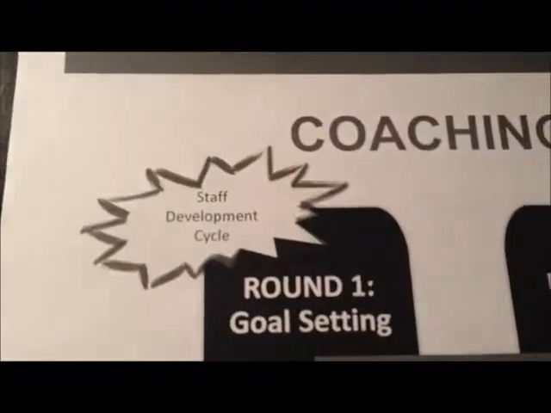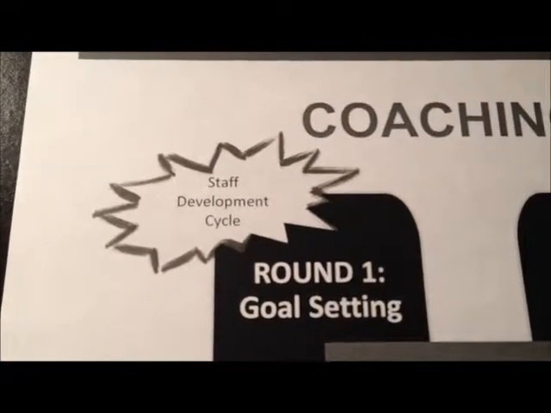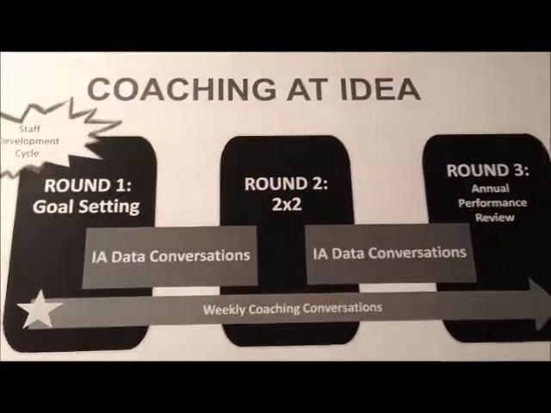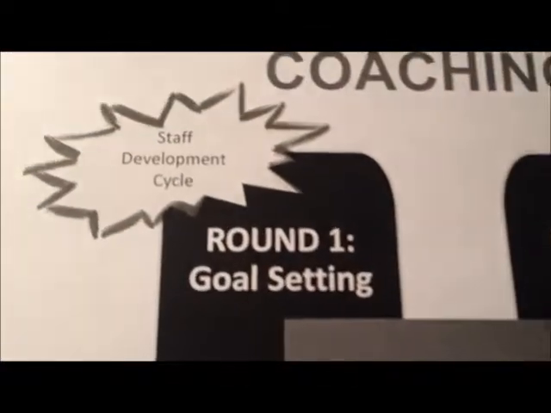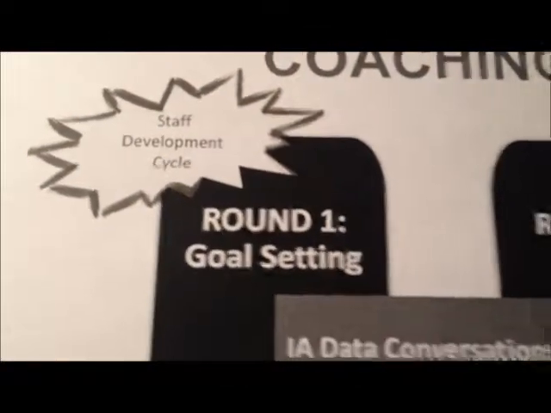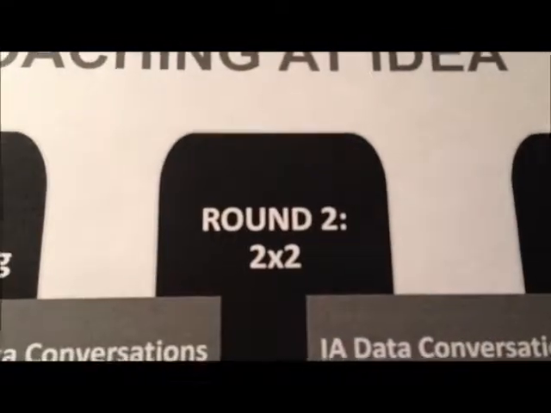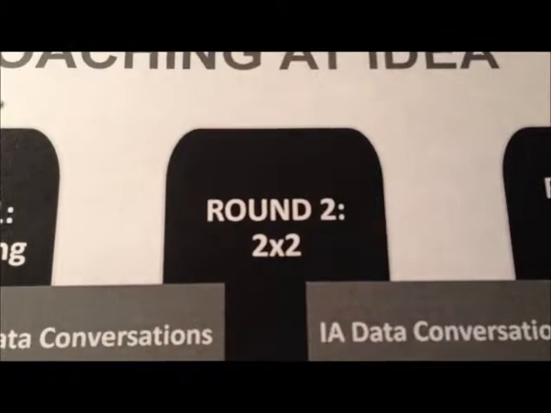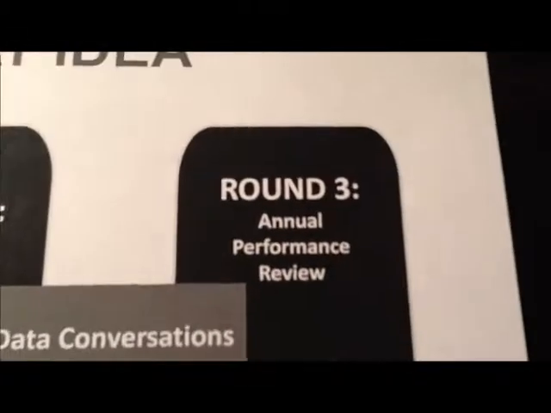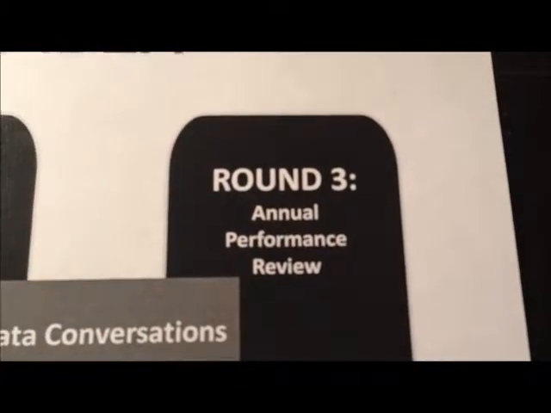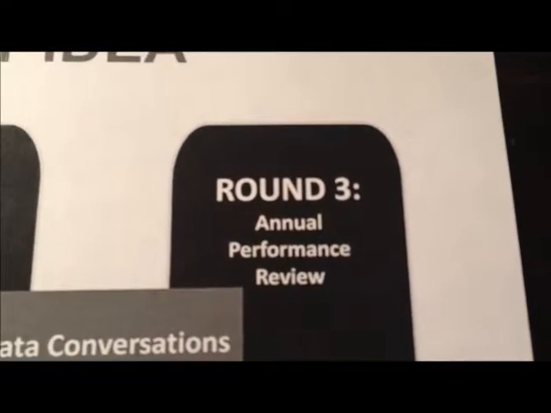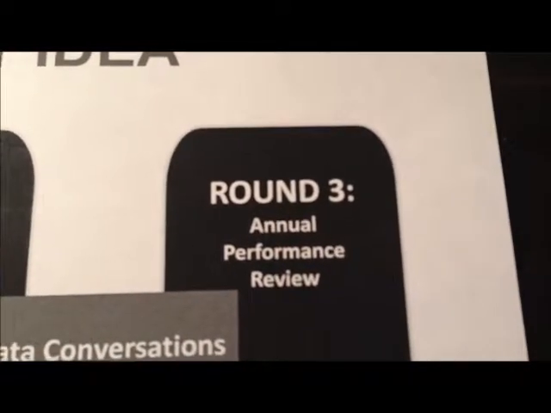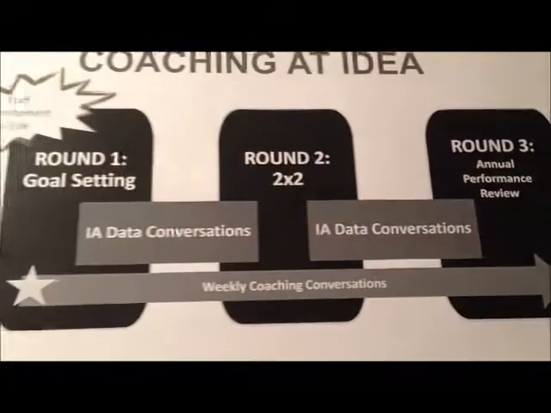The staff development cycle can be described as a process in which teachers and leaders grow at IDEA. It could be represented by the following three rounds. In round 1, goal setting, school leaders help teachers define SMART goals. In round 2, both the manager and teacher identify 2 areas of strengths and 2 areas of growth. Finally, in round 3, the annual performance review, is an opportunity for managers to discuss the performance of staff members as they relate to big goals that were set in the beginning of the year.